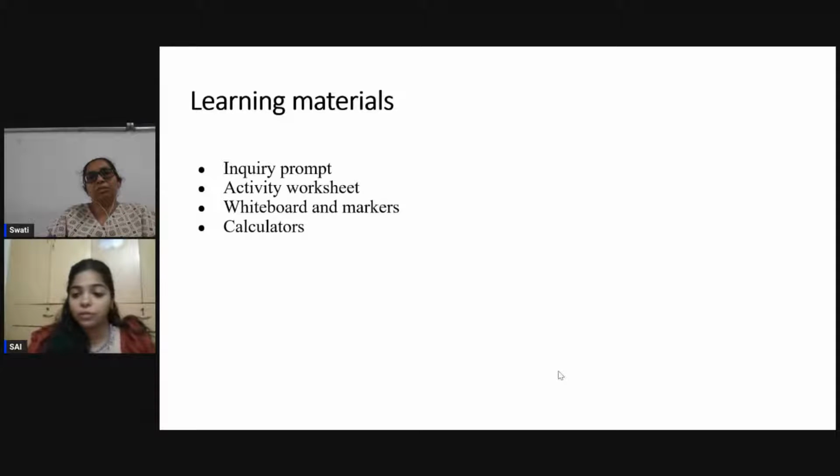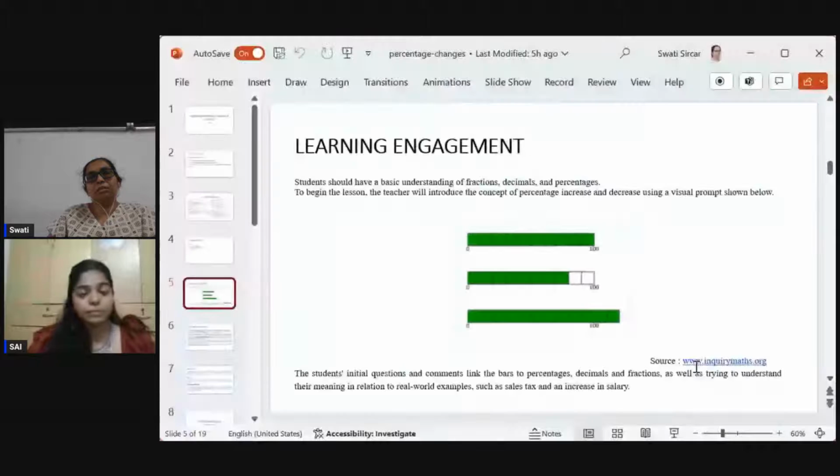Shwati, could you move to the next slide? Okay, I have moved, but again, I think it's the net connectivity. Yes, I can see. I can now see the slide.